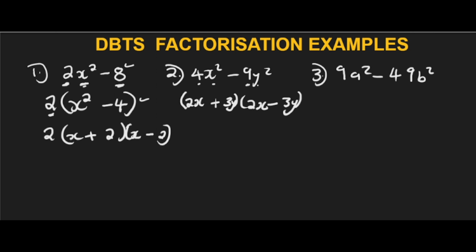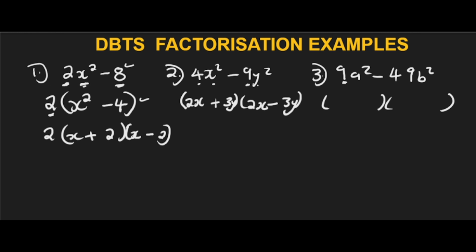Let's move on to number 3. Let's have a look at number 3. It says 9a squared minus 49b squared. Let's have a look: the square root of 9 is definitely 3, and the square root of 49 is 7. Therefore this is the difference between two squares. We've got a minus there, so it does check out.